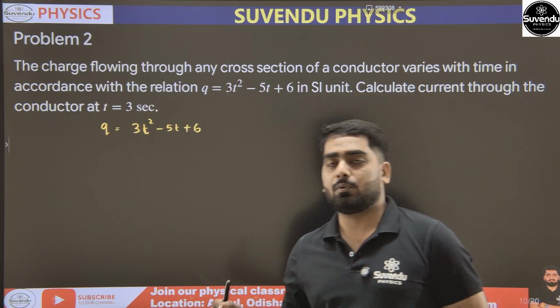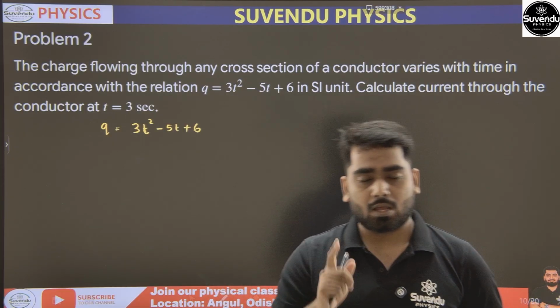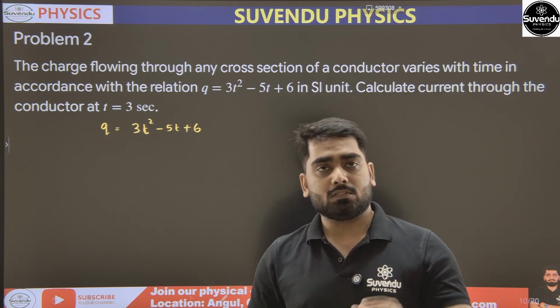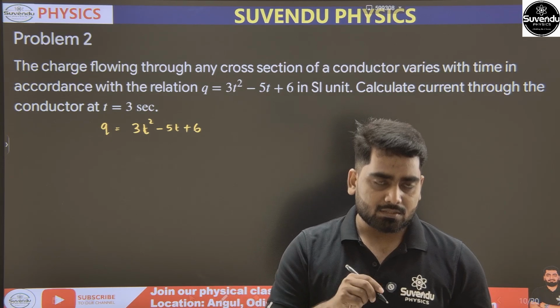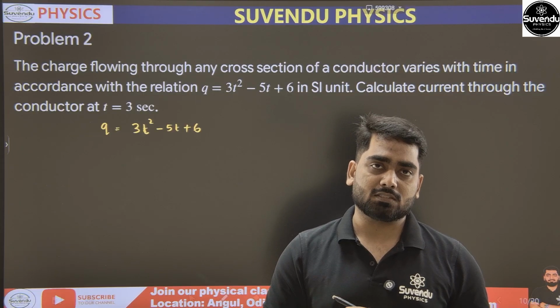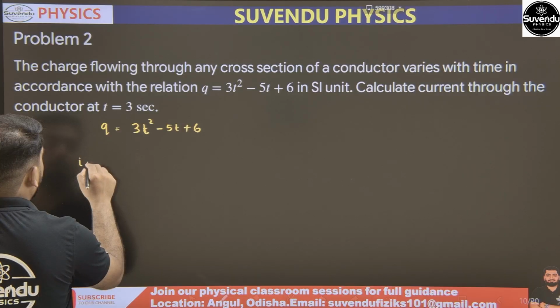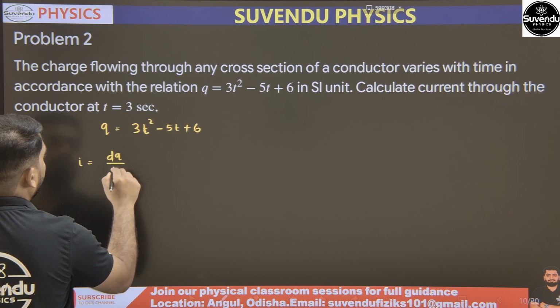That means it is asking about the instantaneous current, not the average current. Suppose the question said 0 second to 3 seconds, that means it is asking about average current. But at any instant means it is instantaneous. So what do I have to do? What is current? I is equal to dq by dt.